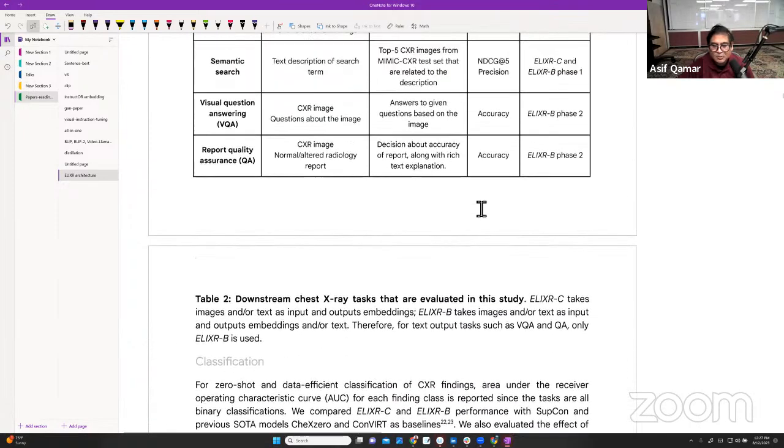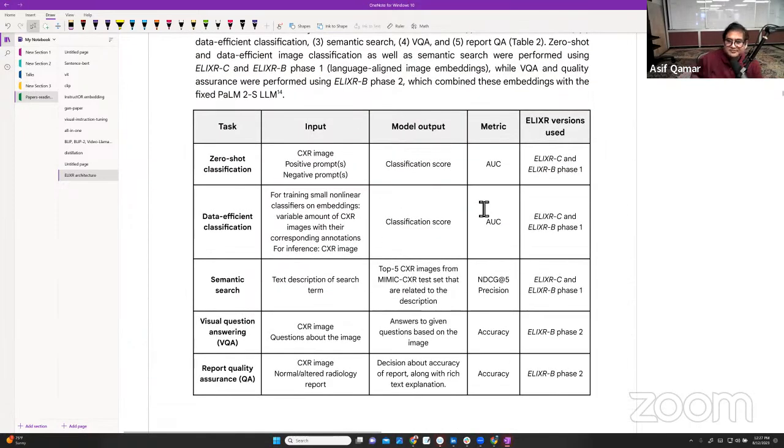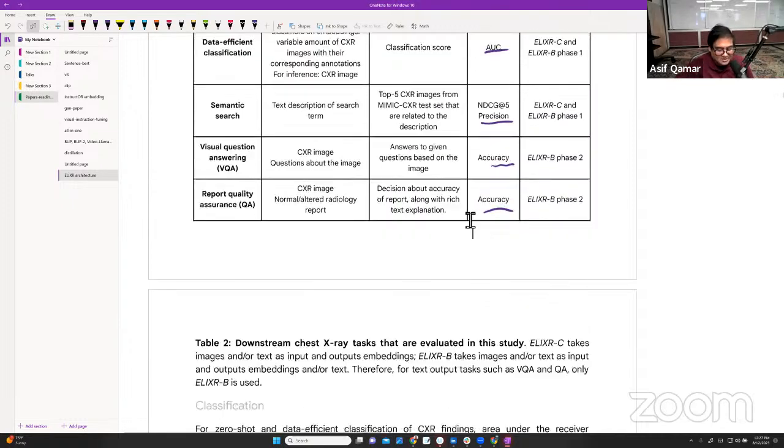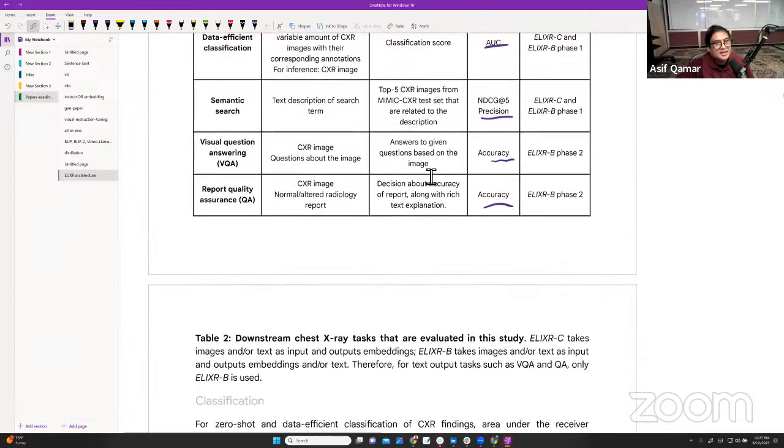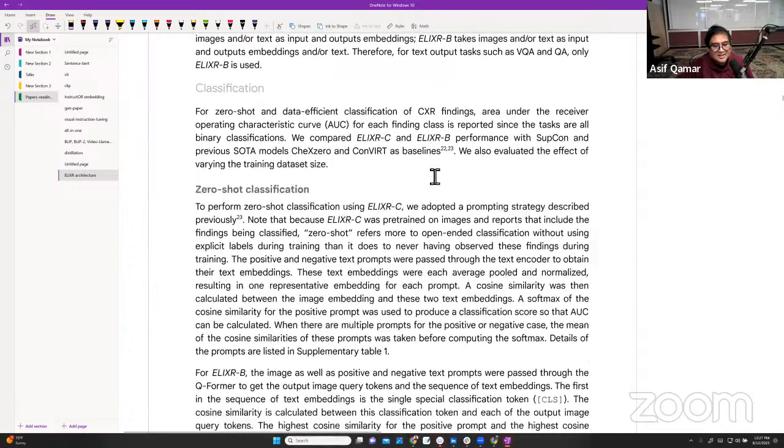AUC, what are the metrics they use? For classification, they used AUC. For semantic search, this is visual QA, they used accuracy, but with human judgment. They would ask a human judge, the physician, to tell whether the emitted text is a correct assessment, is it almost correct, or is it totally off? That's how they did that.